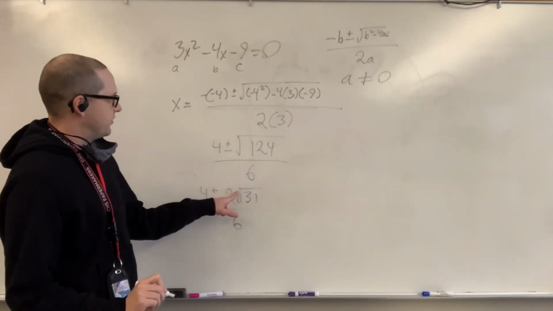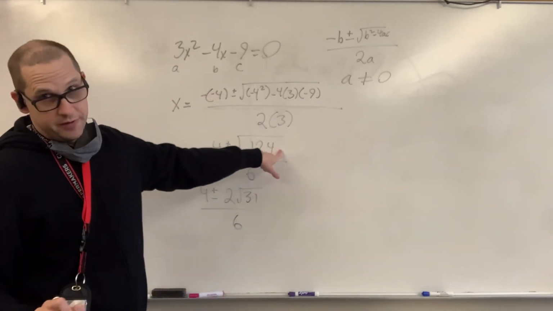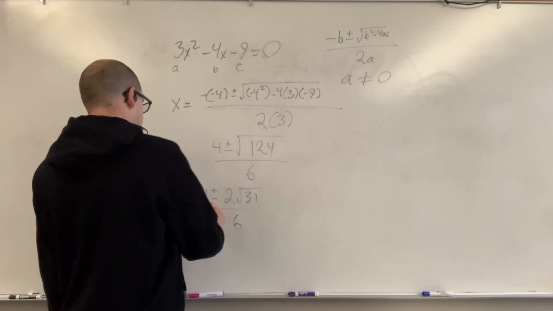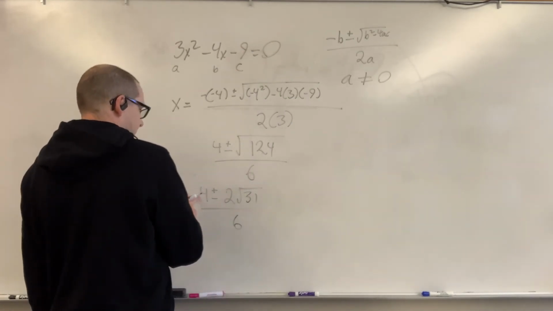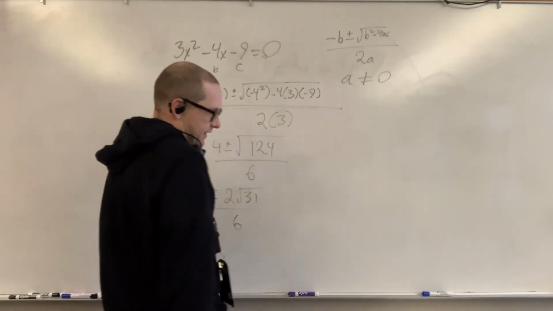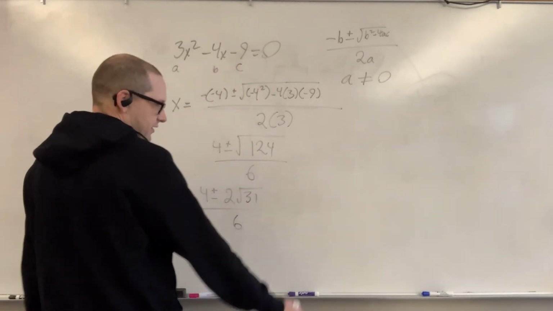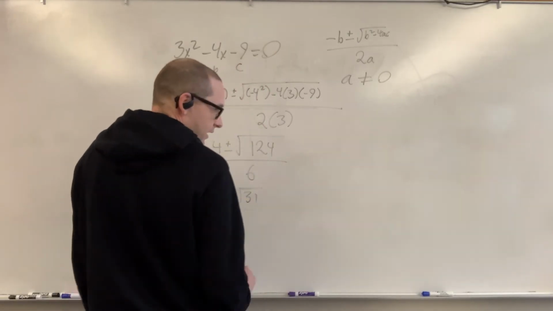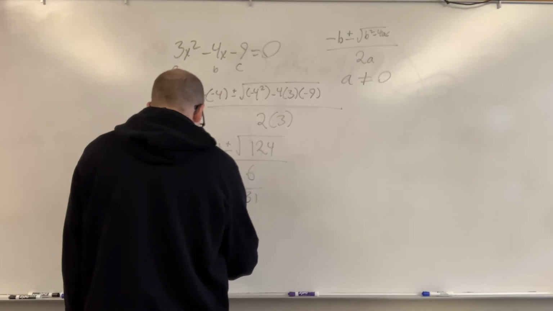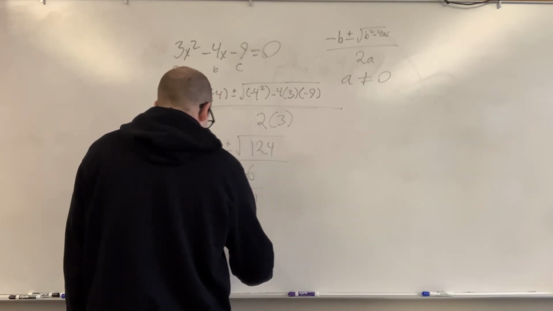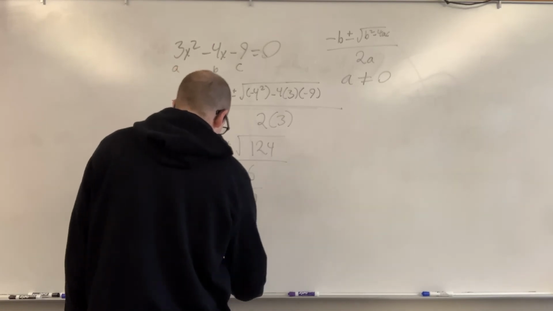So that 2 root 31 is the same as the square root of 124. 4 plus and minus, so that looks like this. 4 and 6 could be simplified, so I can actually simplify those out. I can divide them both by 2. So I'm going to end up with 2 plus minus 2 times the square root of 31 over 3.